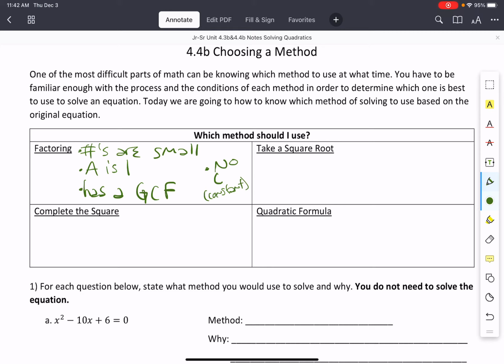Okay, take square roots. You want to take a square root if there's no B, which is our middle term, or when it's already set up to take square roots, which would mean the setup looks like this.